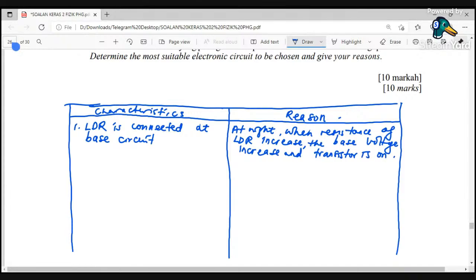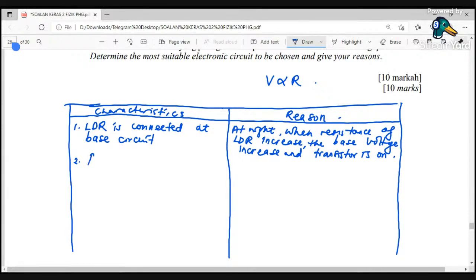As we know that for a potential divider, voltage is directly proportional to resistance. Okay, so as resistance in the base circuit increases, the base voltage increases, overcomes the junction voltage of BE, the transistor is on, meaning base current flows in the base circuit. Okay, second characteristic, the terminal of battery.